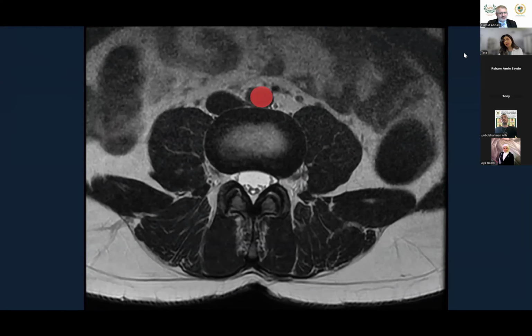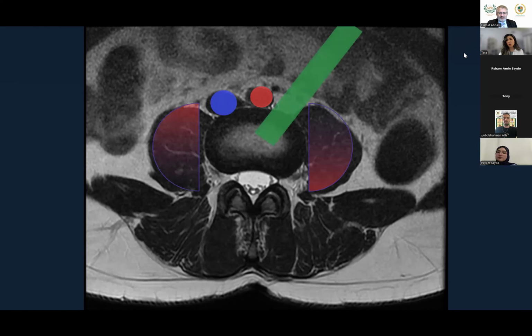This is an axial section of the lumbar spine. You can see the major vessels, aorta, inferior vena cava, the two psoas muscles, and here is the trajectory of the OLIF approach, which is basically in between everything without having to cut or deviate anything.